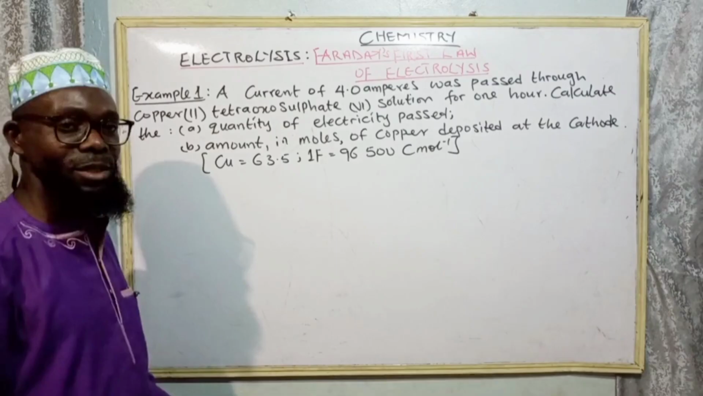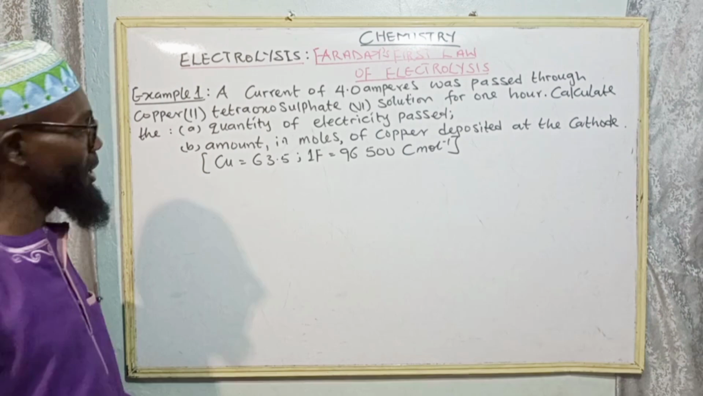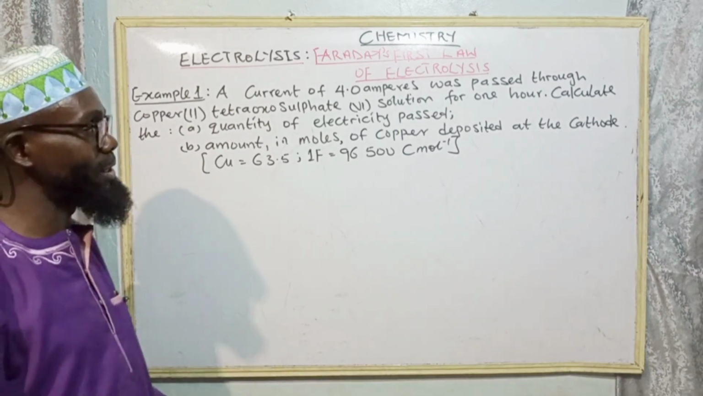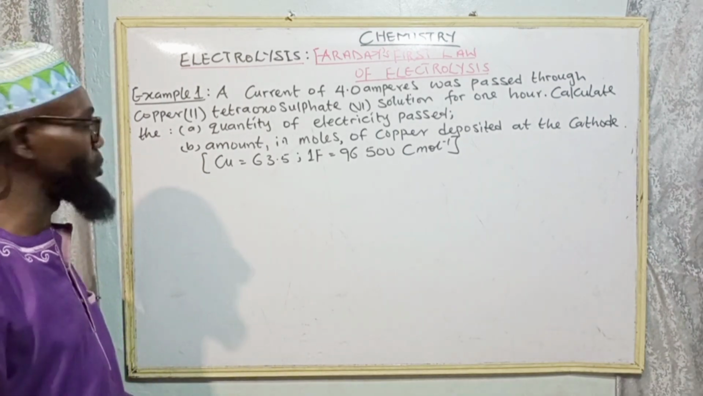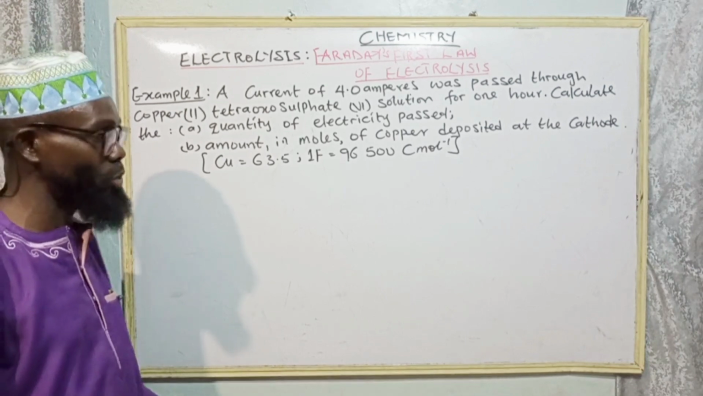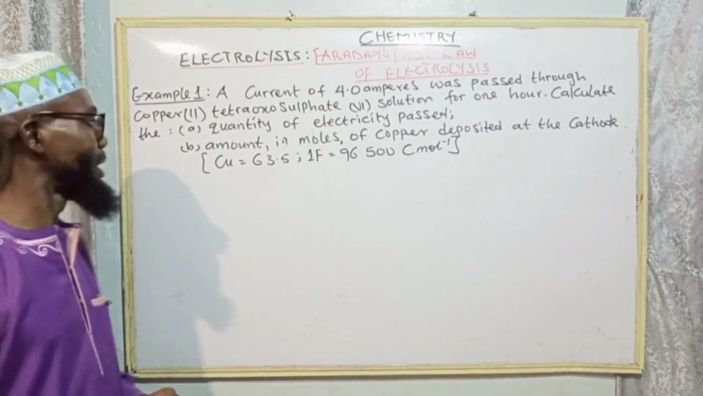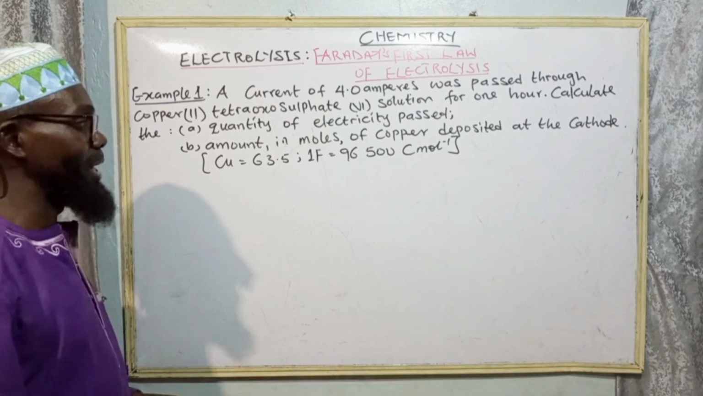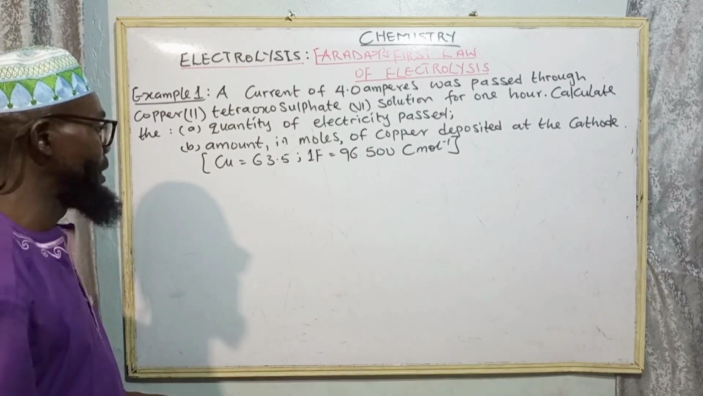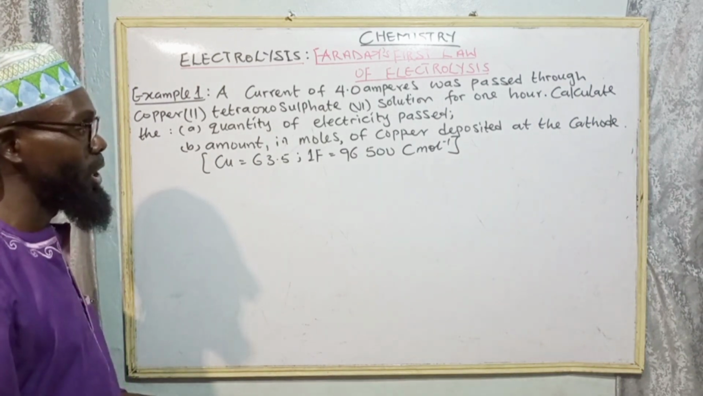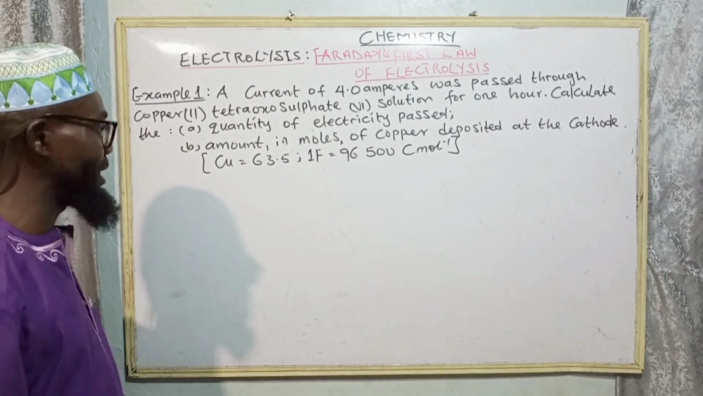Let's proceed. Example 1. A current of 4.0 amperes was passed through copper(II) tetraoxosulfate(VI) solution for 1 hour. A. Calculate the quantity of electricity passed. B. Amount in moles of copper deposited at the cathode.